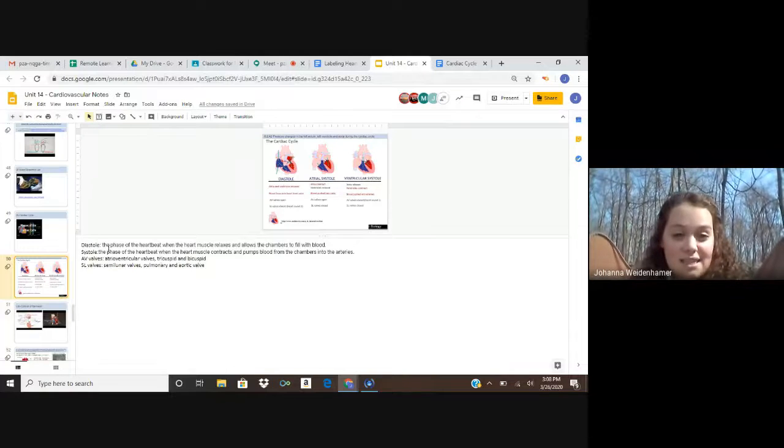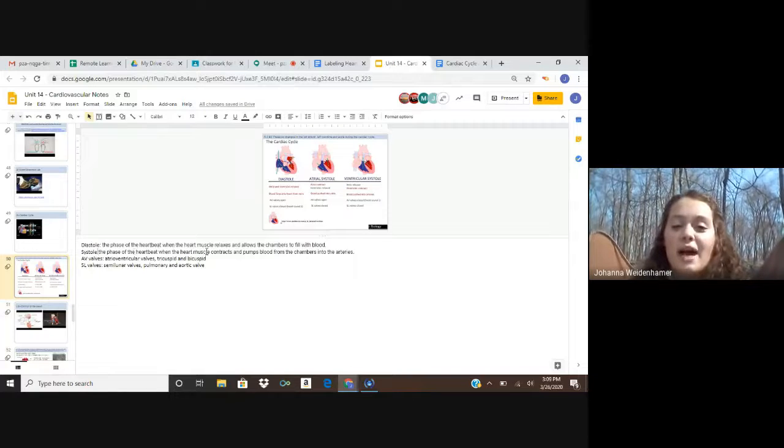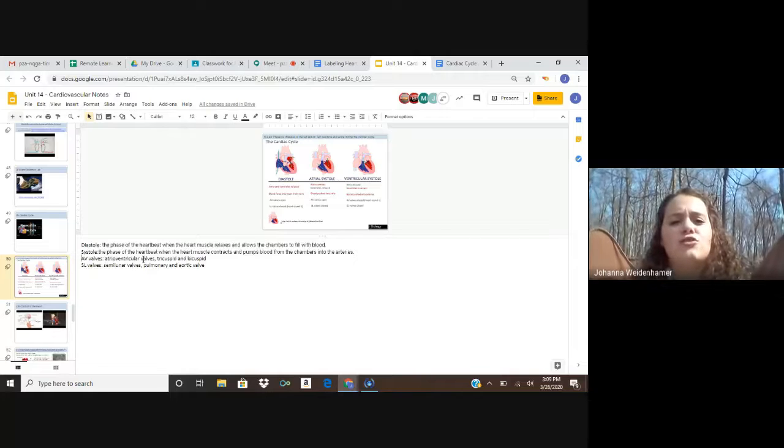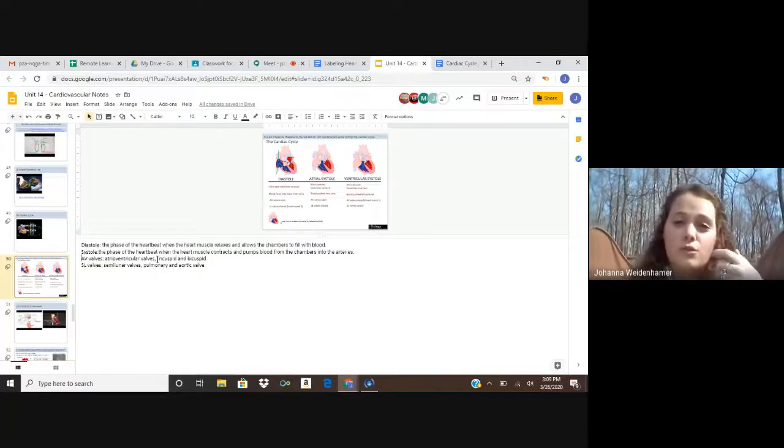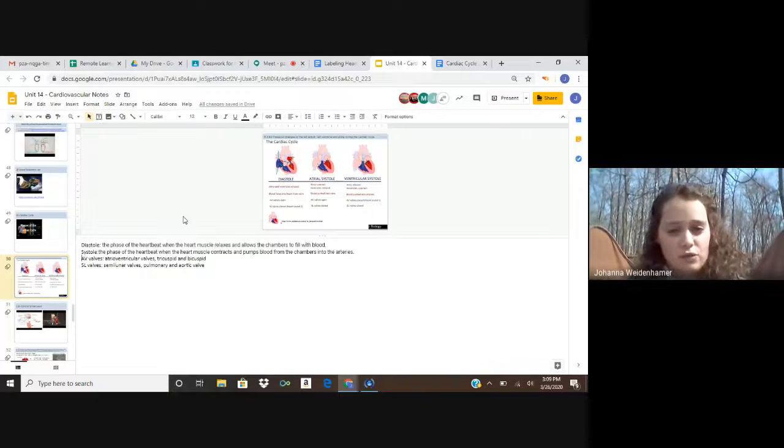Systole is the phase of the heartbeat when the heart muscle contracts and pumps blood from the chambers into the arteries. So systole is when the heart, or a chamber of the heart, is contracting. When I talk about AV valves coming up, AV valves are our atrioventricular valves. That includes the tricuspid and the bicuspid, so wherever there are valves in between the atria and the ventricles.